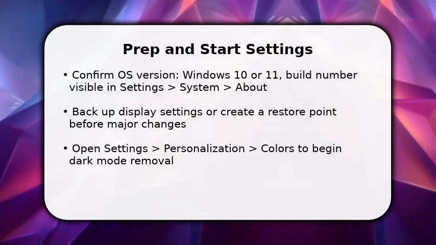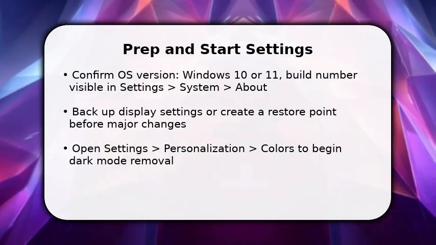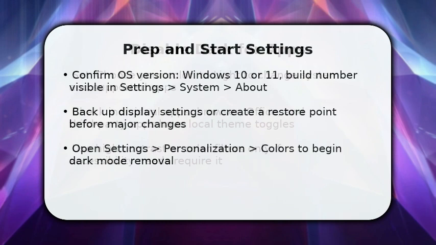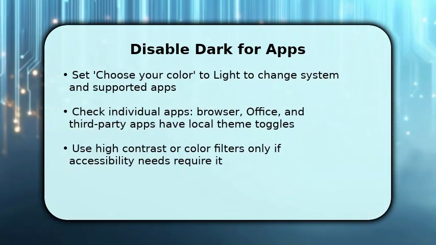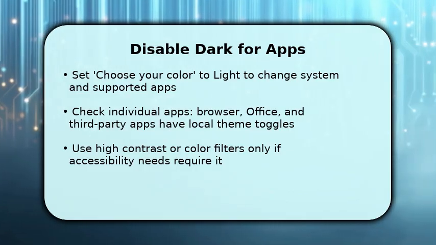Once there, switch the default Windows mode if it's set to dark, and keep an eye on which option affects system elements versus apps. Next, set Choose Your Color to Light to flip system UI and most supported apps from dark to light. This is the core action.